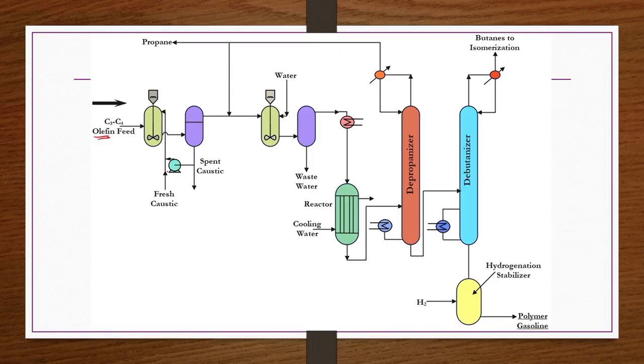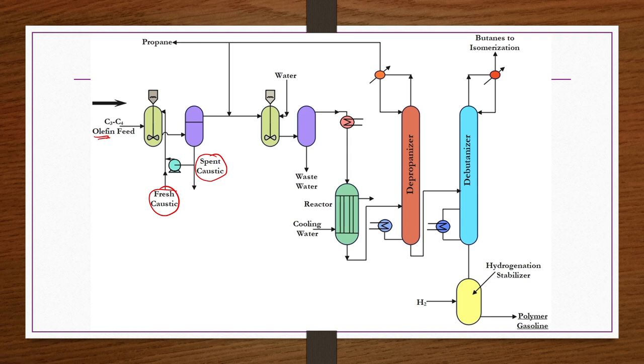So, there may be sulfur components, and those have to be removed by treating with caustic, right. After removal, the spent caustic has to be taken, regenerated and then reused, okay. That makes the process effective.